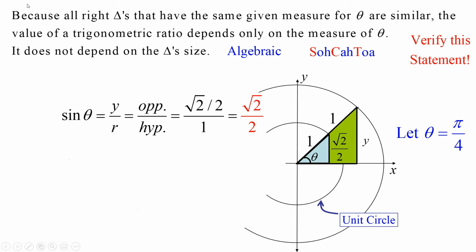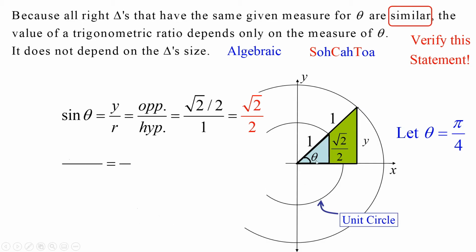Because all right triangles that have the same given measure for theta are similar, so these two right triangles have the same theta, so those are similar right triangles, meaning corresponding parts are proportional. The value of a trigonometric ratio depends only on the measure of theta. It does not depend on the triangle size. So what we're going to do is set up a proportion based on these two similar right triangles right here. All right, so here we go.